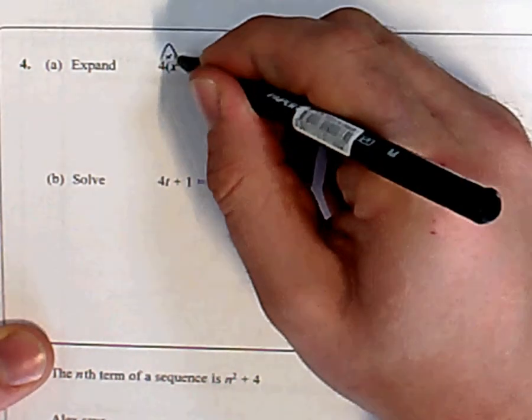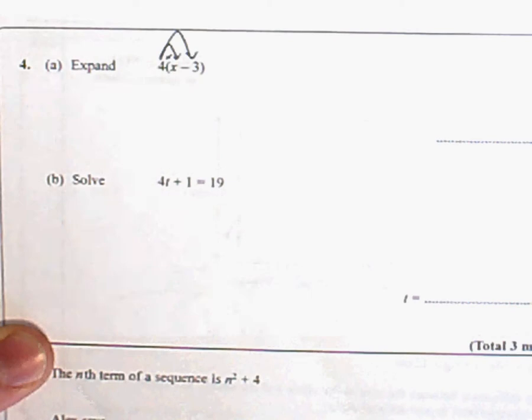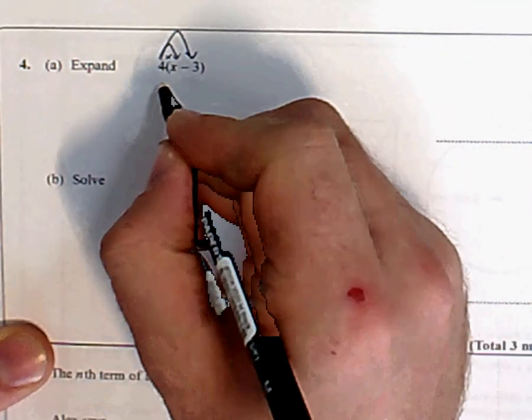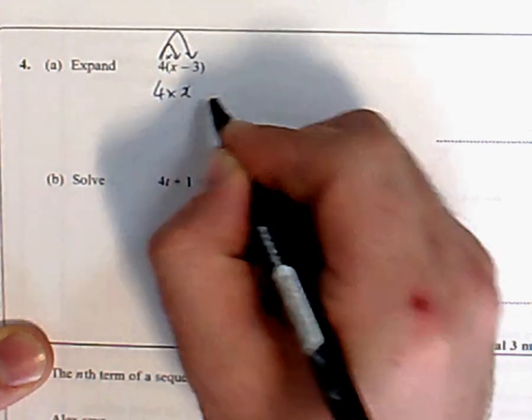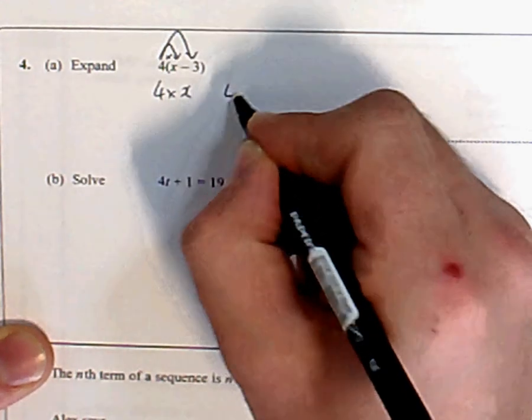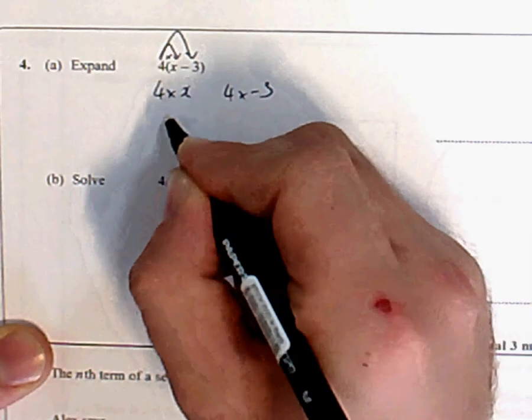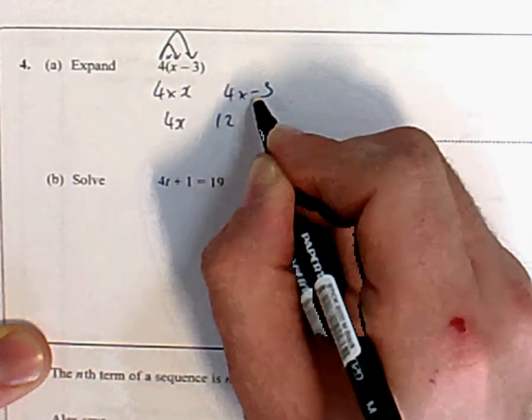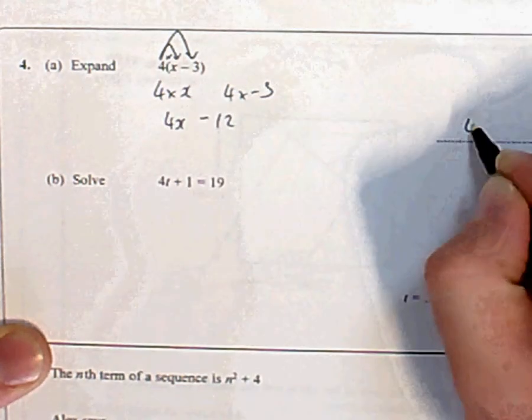We use arrows sometimes to help us to multiply everything out. So if I follow the small arrow, I'm going to do 4 times x, and for the big arrow, 4 times minus 3. 4 times x is 4x, 4 times minus 3, 4 times 3 is 12, and I've only got one negative, so it's 4x, take away 12.